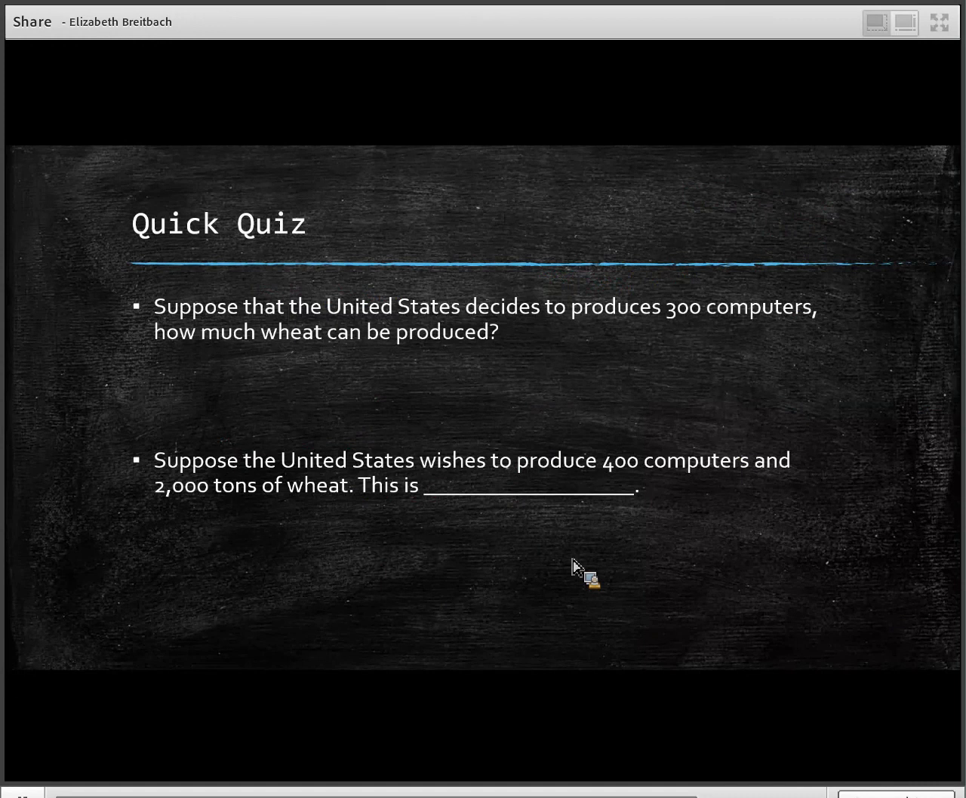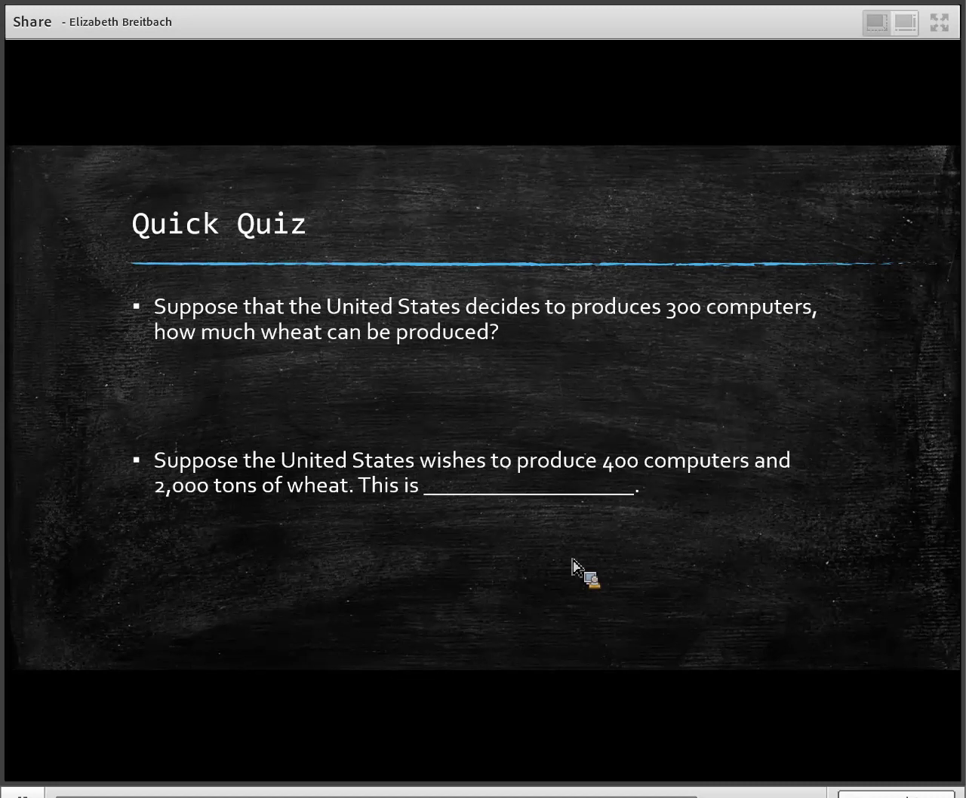Suppose the United States produces 300 computers. How much wheat can they produce? Suppose the United States wishes to produce 400 computers and 2,000 tons of wheat. This is blank. All right, so I want you to hold off here, and I want you to go through those questions, see if you can answer them on your own. Once you're ready, continue on and see if you got the correct answer.